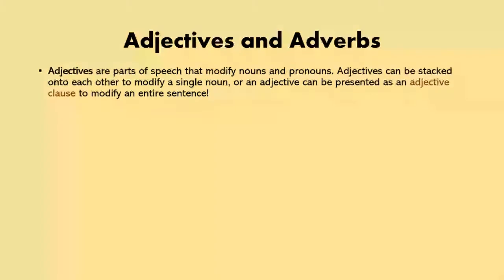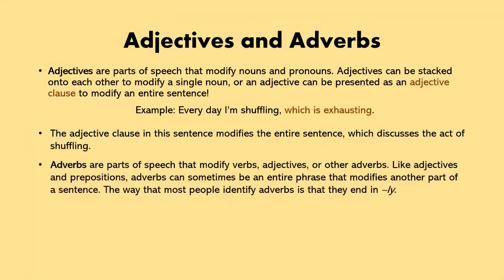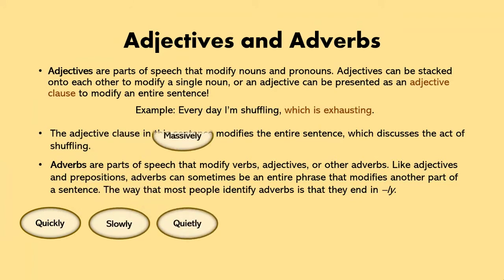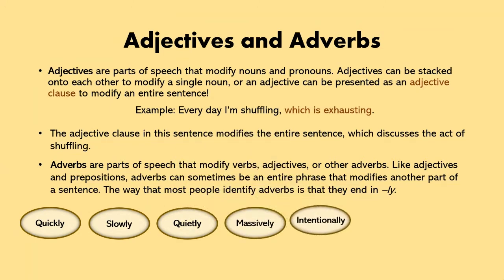Some other parts of speech include adjectives and adverbs. Adjectives modify nouns and pronouns and can be stacked onto each other to modify a single noun, or can be presented as an adjective clause to modify an entire sentence. In this example, which is exhausting would act as the adjective clause. Notice how it modifies the entire sentence.